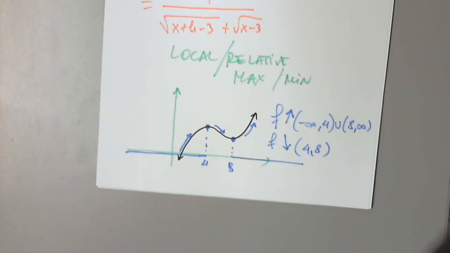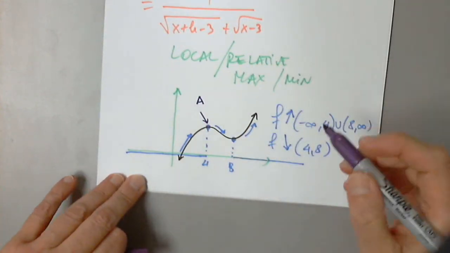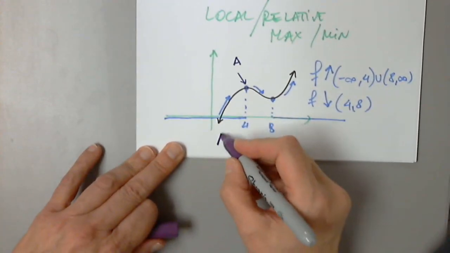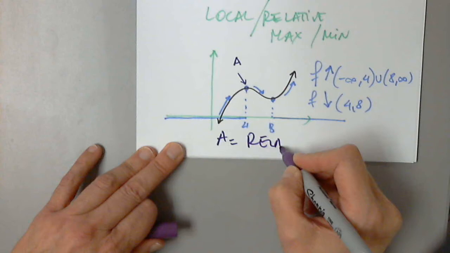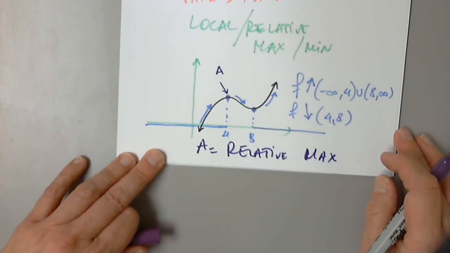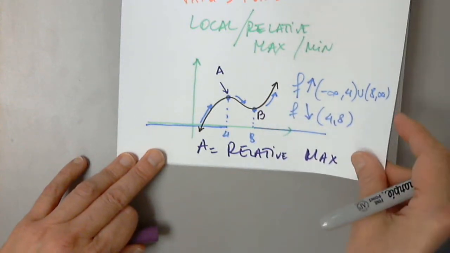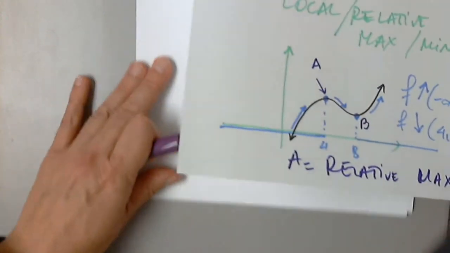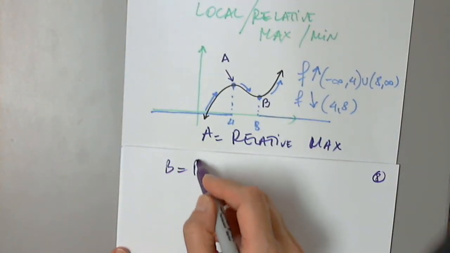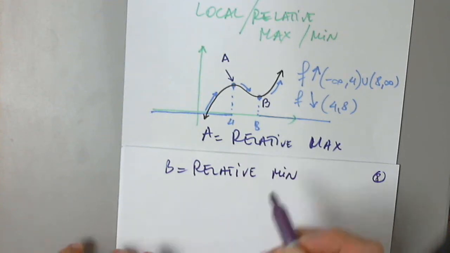This point, point A, is called a relative or local max. So A, relative or local max. What do you think point B will be? Yes, relative or local min. So B, relative min.